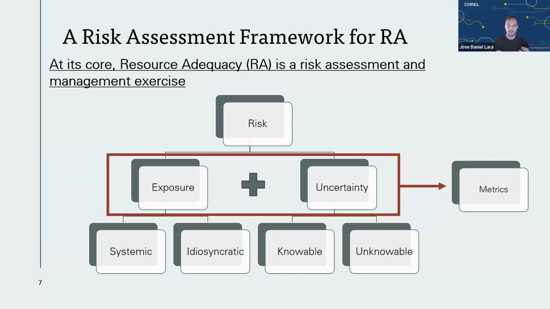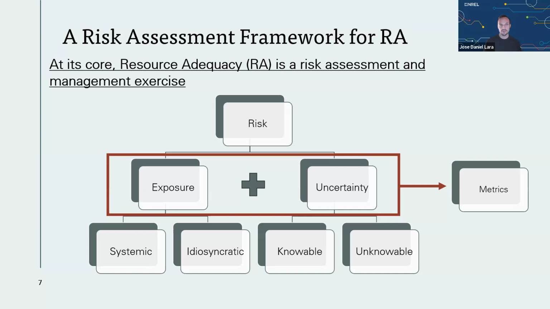We can then take this risk assessment framework for resource adequacy. So we can define risk as the combination of the exposure and the uncertainty. And once we understand that mix of exposure and uncertainty, we obtain some metrics to see what is the impact in our system of this exposure and the fact that certain events can happen.